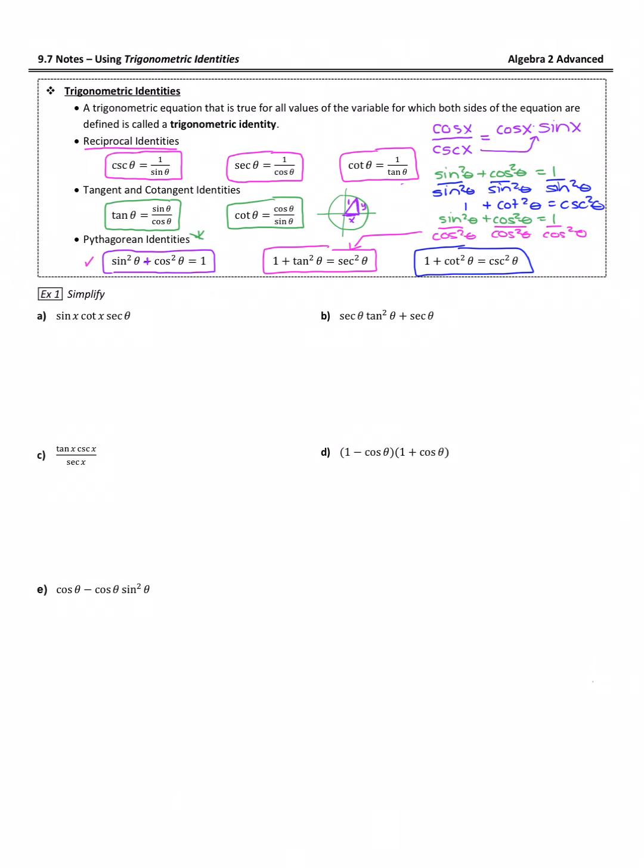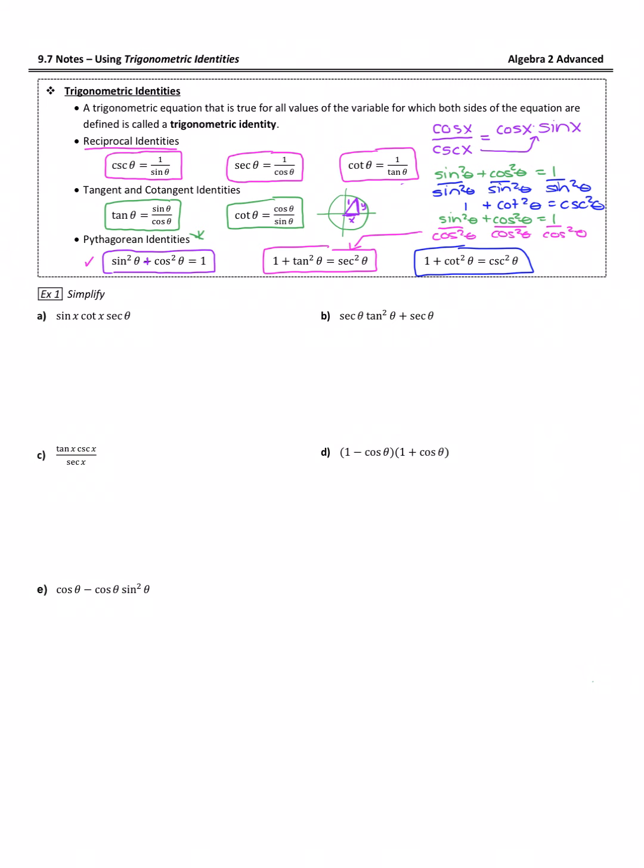The other thing I want to say about these Pythagorean identities, because they're going to be used a lot, is that the sooner you can remember them, the better. But they will come to you in all different iterations, that I am going to write down below.